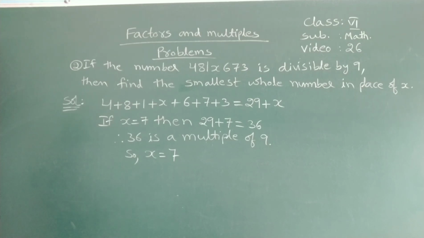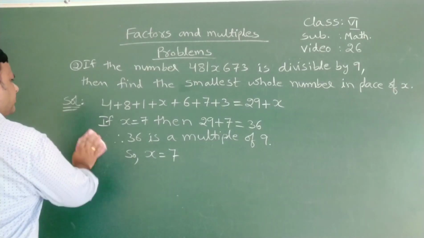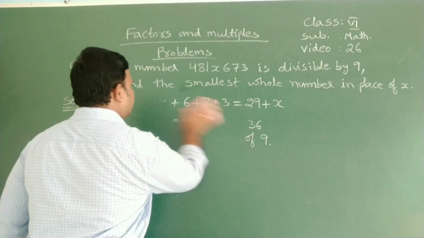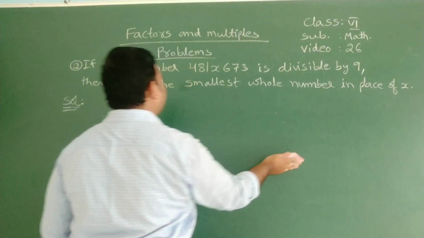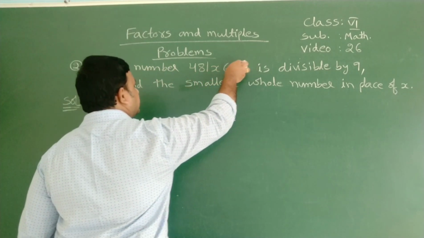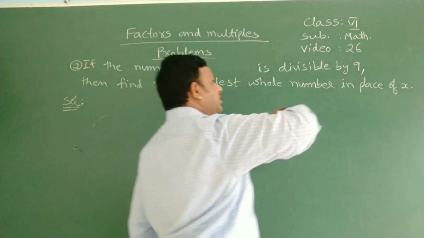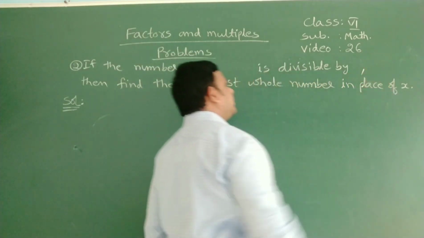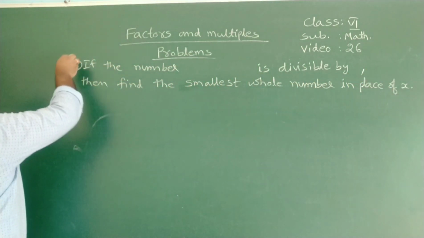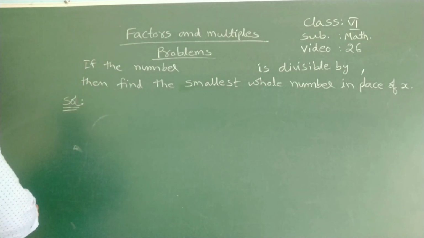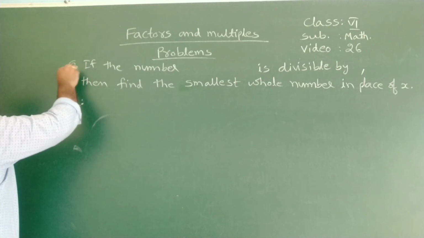So in this manner, let us see the 11th rule, based on the 11th rule. Only this number will change in this type of questions. It is divisible by, this number will change. And question number 3 now. Question number 3.